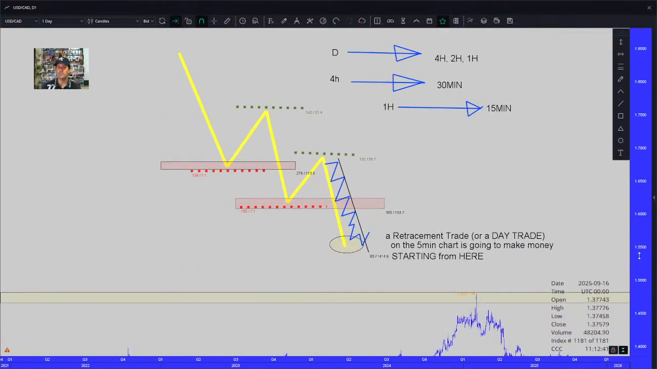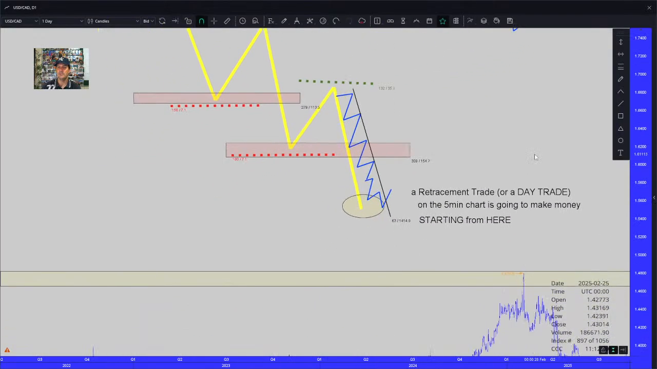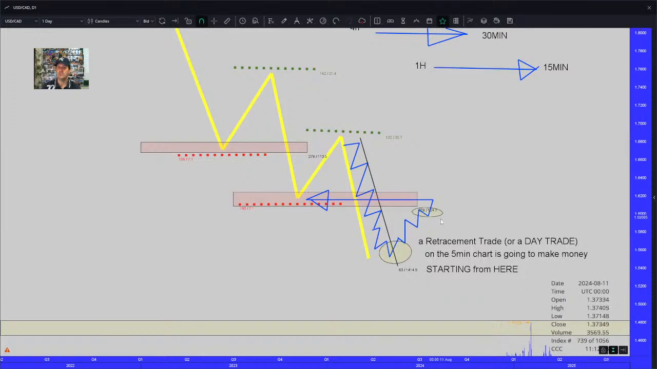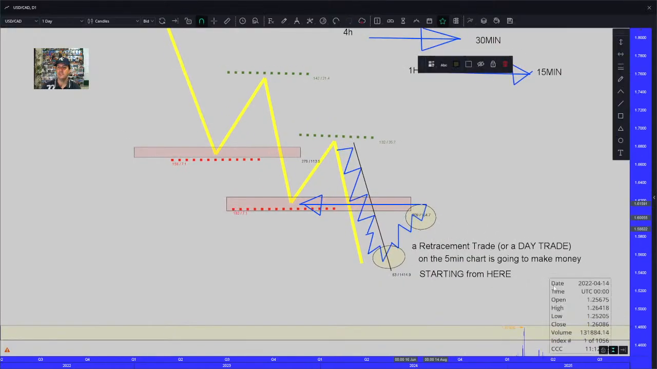Now, what I must learn to understand is that a day trader or a retracement trader is going to enter here, and money is going to be made from here up to here. Make sense, everybody? On a retracement trade, this is where money is being made. We start here and we go up to here. Okay, everybody? This is where the money is being made.